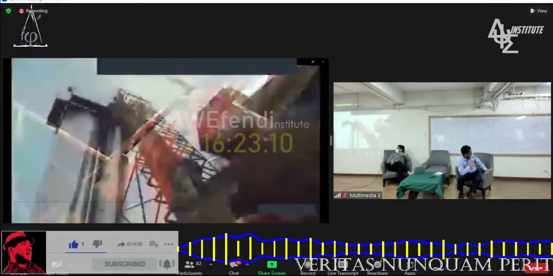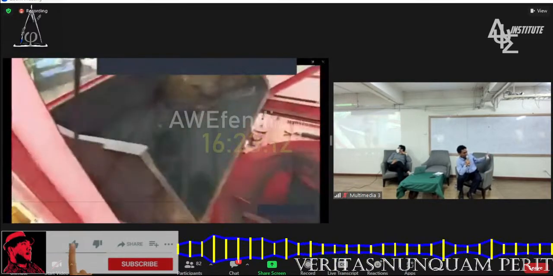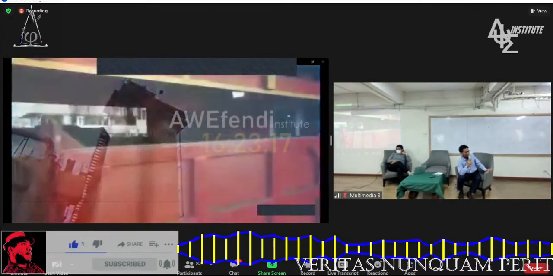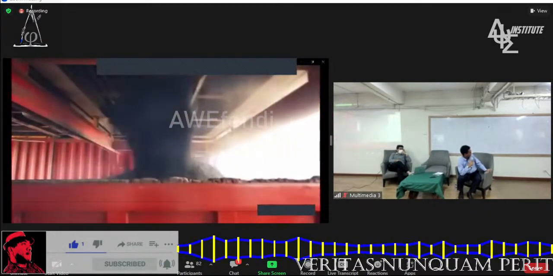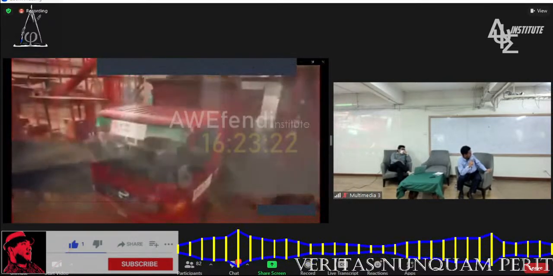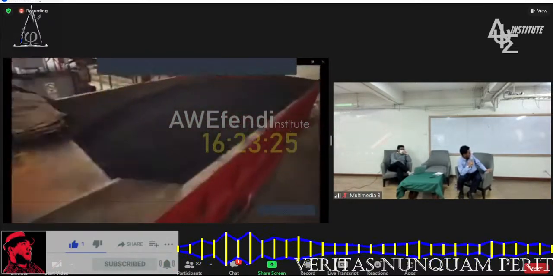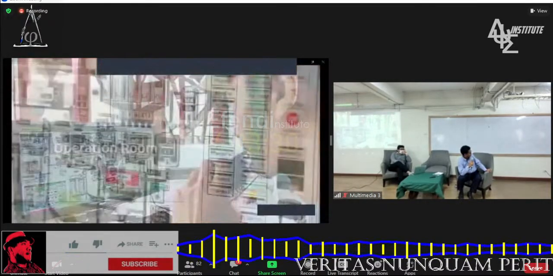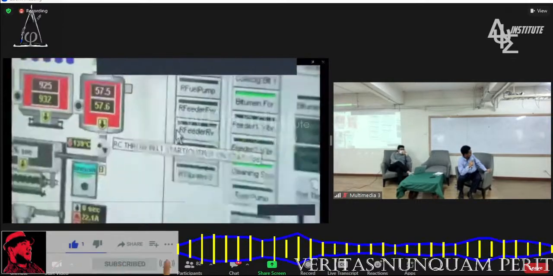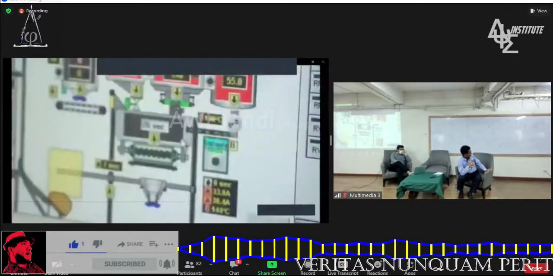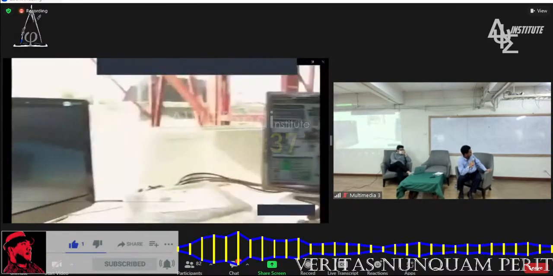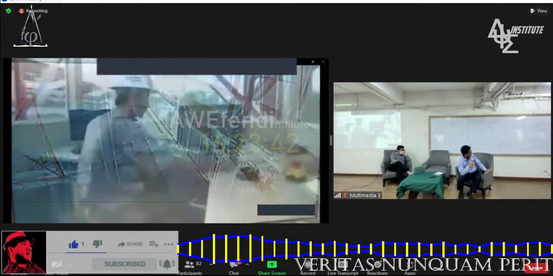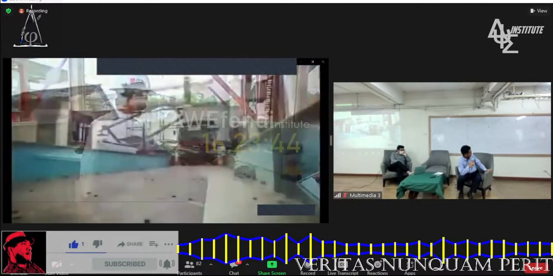Aspal beton hasil produksi dapat disimpan di hot silo dengan kapasitas 2 kali 200 ton. Aspal beton juga dapat langsung dimuat ke dump truck untuk dibawa langsung ke lokasi penggelaran. Pengendalian proses produksi dilakukan secara full automatic dari dalam operation room menggunakan program yang diatur sesuai dengan job mix formula sehingga campuran aspal beton yang dihasilkan akan memenuhi spesifikasi yang diinginkan. Dilengkapi CCTV untuk memastikan seluruh komponen proses produksi berjalan dengan baik.